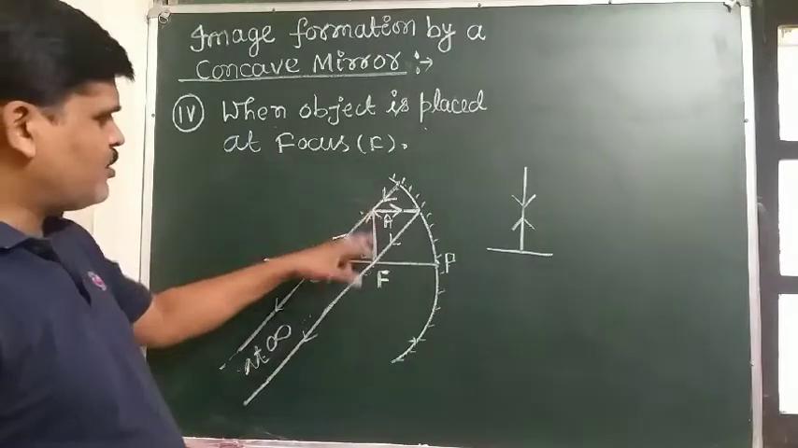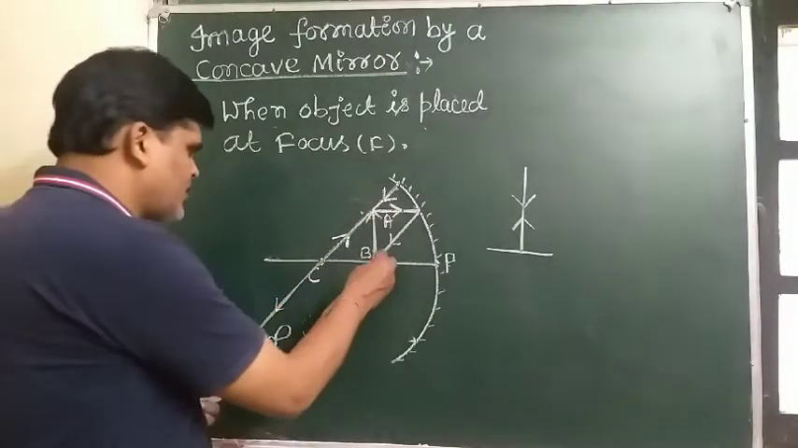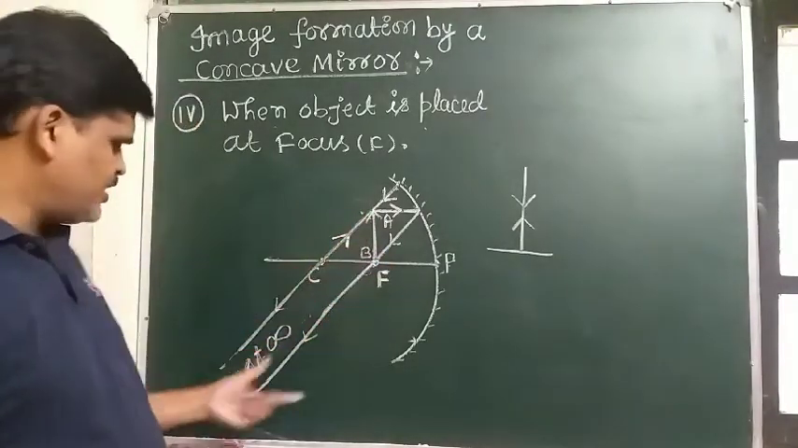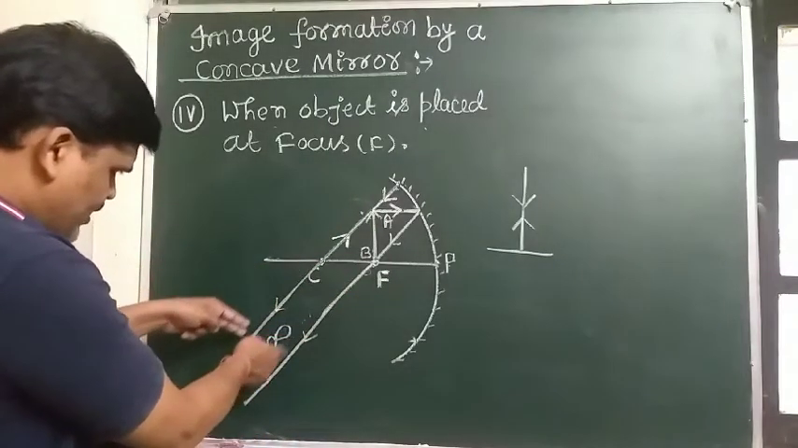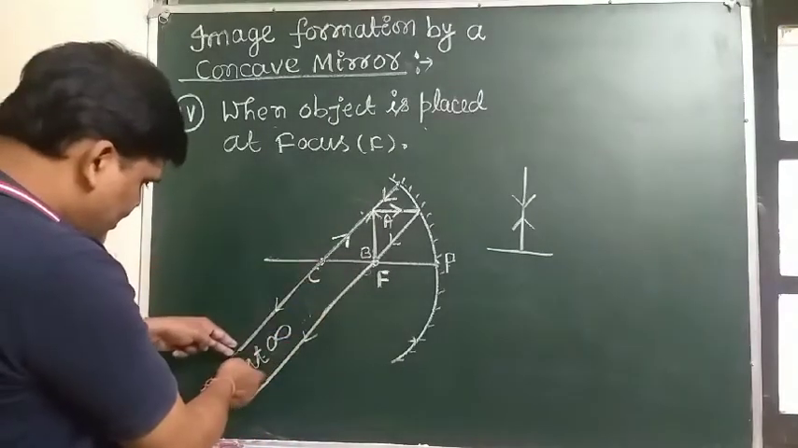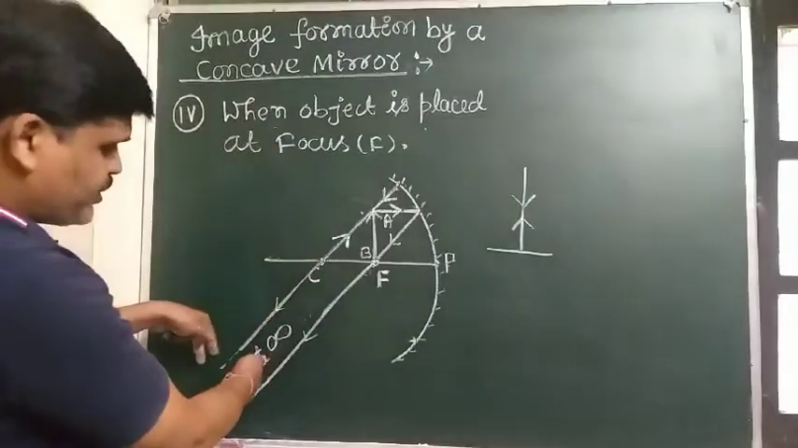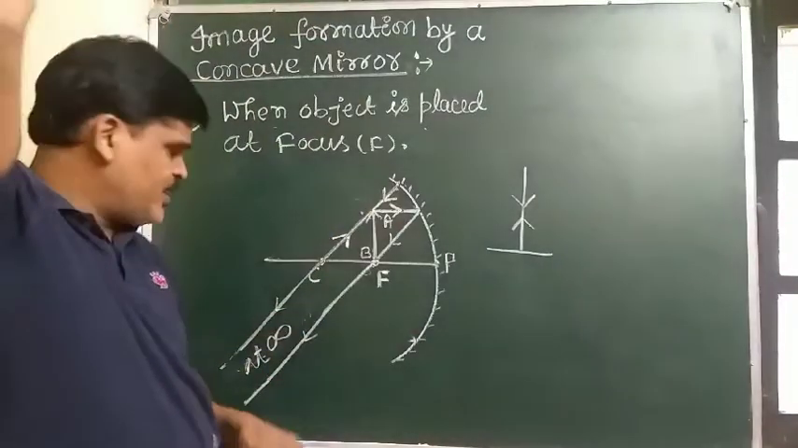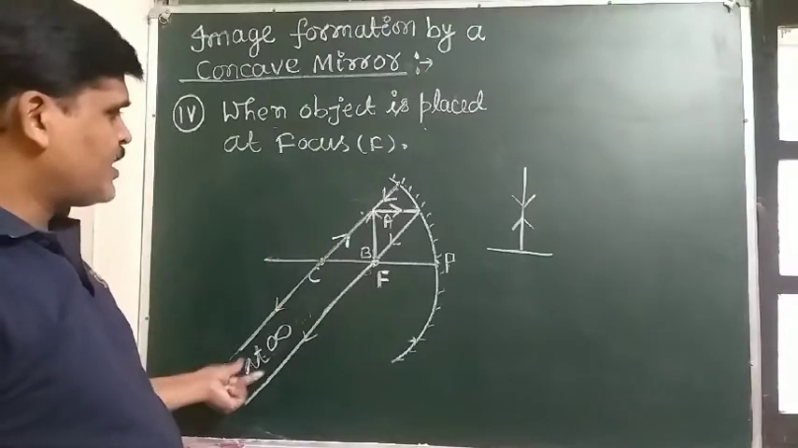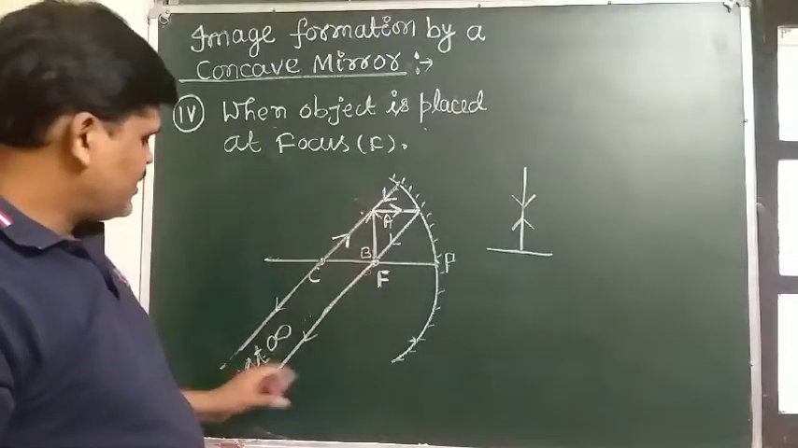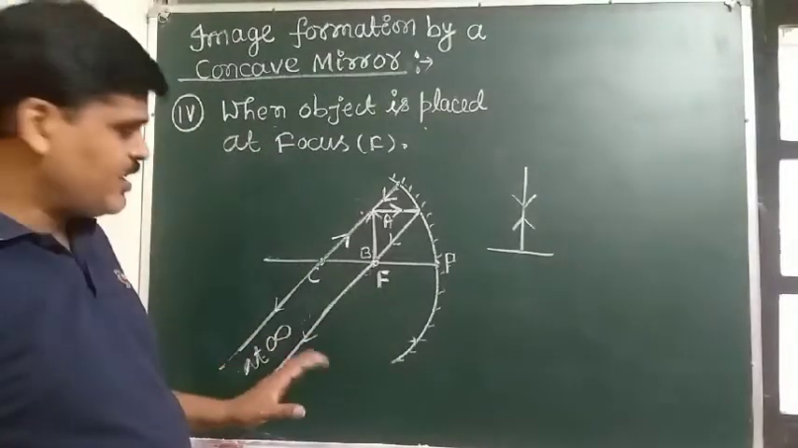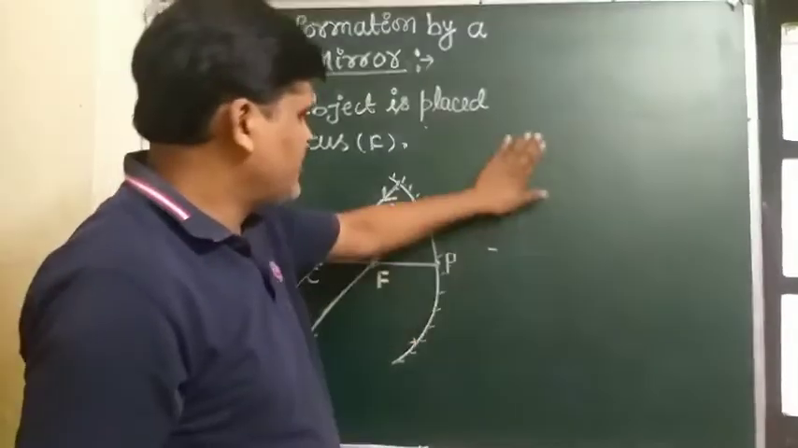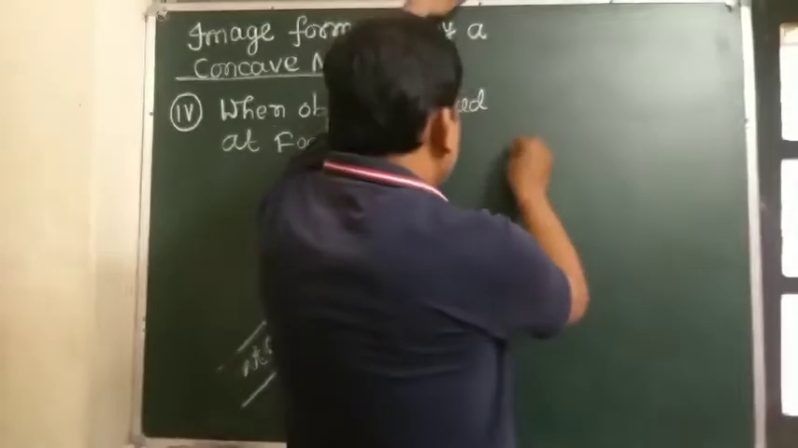So when the object is placed at the focus of a concave mirror, the image is formed at infinity, because these two reflected lights are parallel to each other and meet at infinity. The size is highly magnified, and the image is real and inverted.